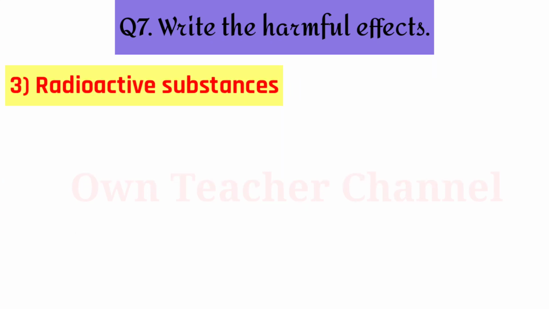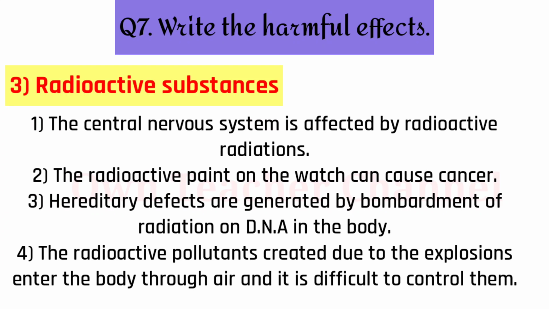3. Radioactive substances. 1. The central nervous system is affected by radioactive radiations. 2. The radioactive paint on the watch can cause cancer. 3. Hereditary defects are generated by bombardment of radiation on DNA in the body. 4. The radioactive pollutants created due to the explosion enter the body through air and it is difficult to control them.